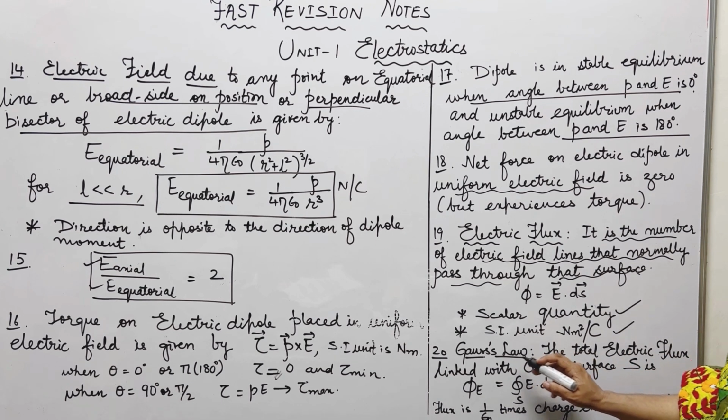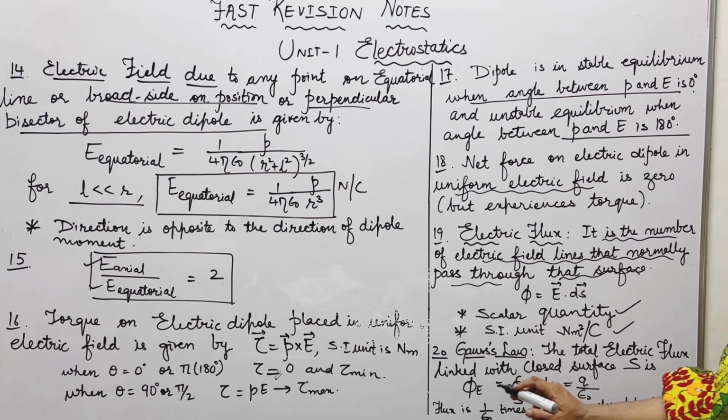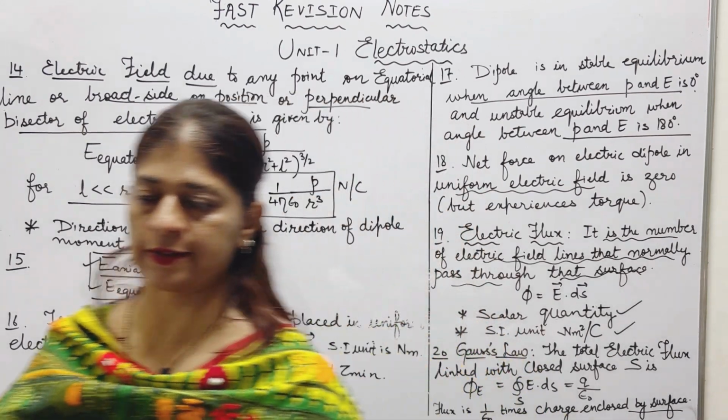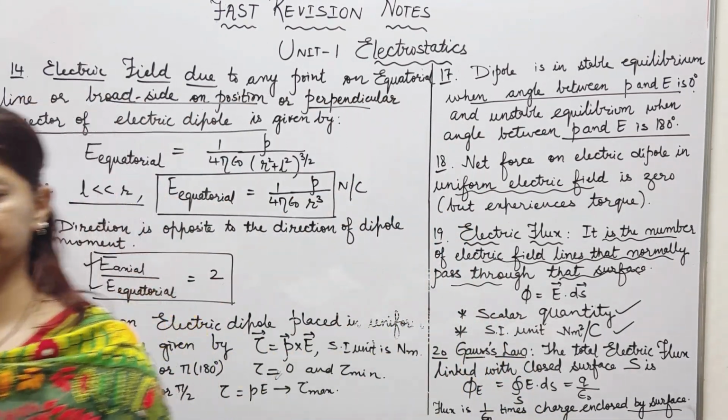And Gauss law: the total electric flux linked with a closed surface is given by the integral over the closed surface of E dot dS, and it is equal to 1 by epsilon naught times the charge enclosed by the surface. The surface considered here is a closed Gaussian surface. It is an imaginary surface.